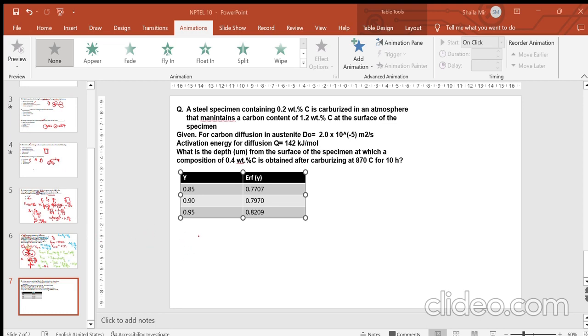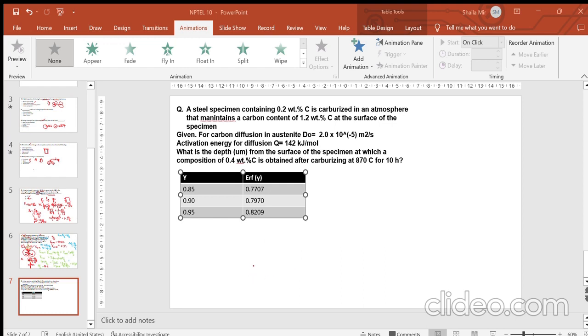This is given as A minus B into erf, which is a function, and it has a value of x divided by 2 times the square root of Dt. So this is your diffusion coefficient D, this is your time t, and this is the depth x at which you're talking about, and these are some constants. So this is your general formula for concentration.